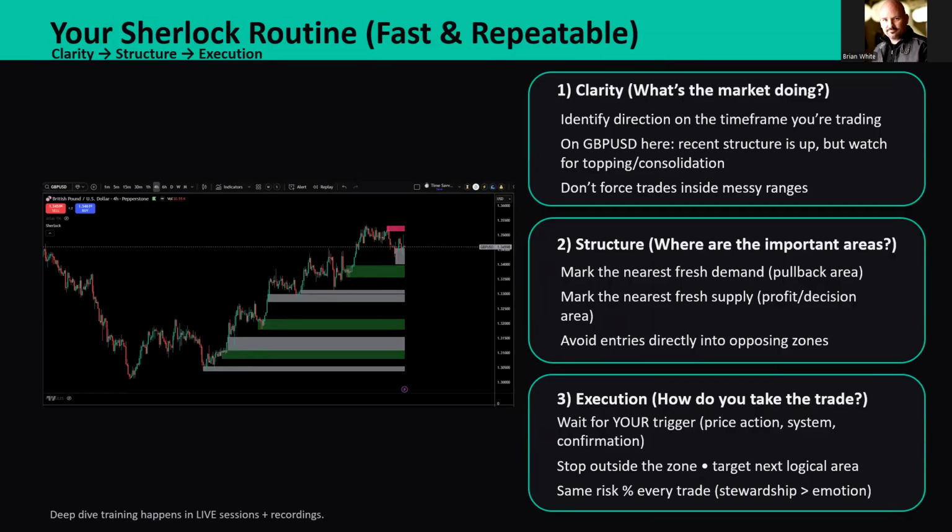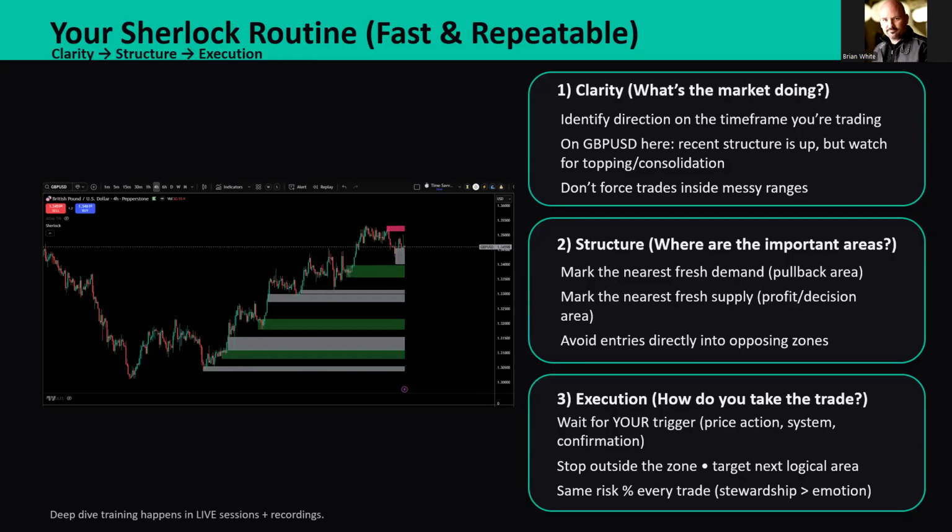Again, clarity, structure, and execution. Execution is where traders win or lose. So step one, clarity. Ask yourself, using Sherlock, what is price doing on my time frame? For instance, on the pound US, you can see that the push is up with all the Sherlock demand. Higher highs, higher lows, but the latest candles are starting to stall. That's called consolidation. That's a possible top. So that gives us clarity.